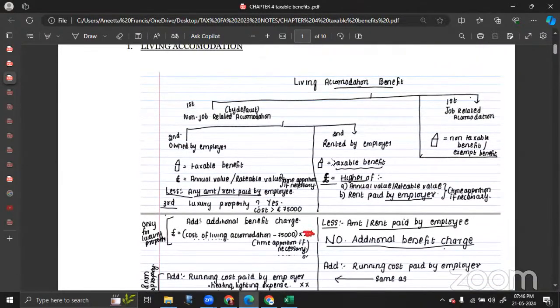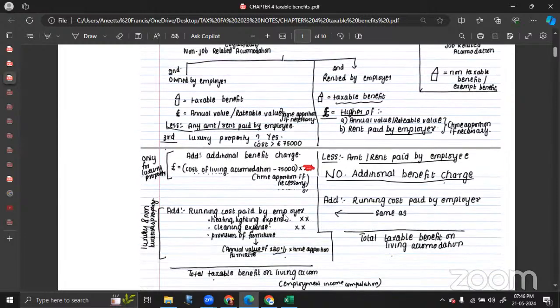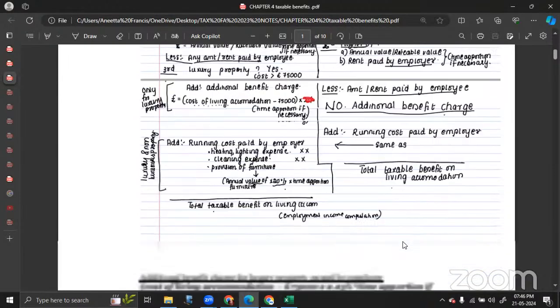Now, if the property is rented by the employer, the taxable benefit is higher of annual value or rent paid by the employer, less any amount of rent paid by the employee. There is no additional benefit charge because it doesn't matter if it is a luxury property or not. It was rented by the employer, so you don't have to calculate additional benefit charge. Any running cost paid by the employer, it is the same calculation as what we did here. You will get your total taxable benefit.